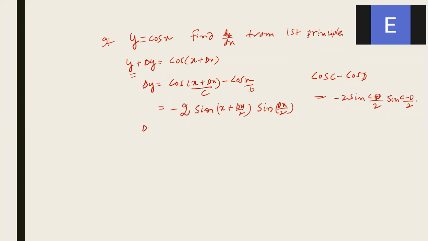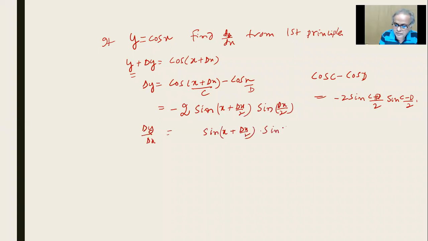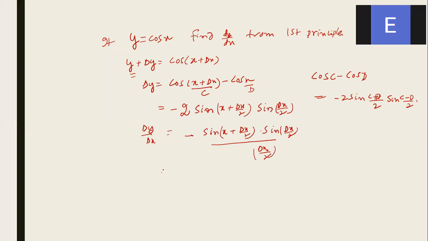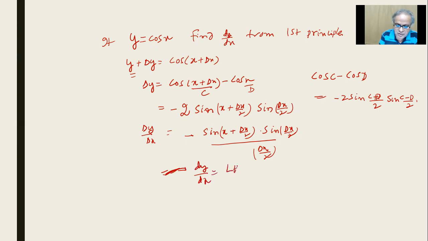Now what will be delta y by delta x? It is minus sine of x plus delta x by 2, times sine of delta x by 2, divided by delta x by 2. This 2 I bring it here. The minus sign is there on top. Now when I want dy by dx, dy by dx is the limit of all this delta y by delta x, children. Limit of delta y by delta x means, blindly speaking, we should put delta x equals 0 after all the simplifications.